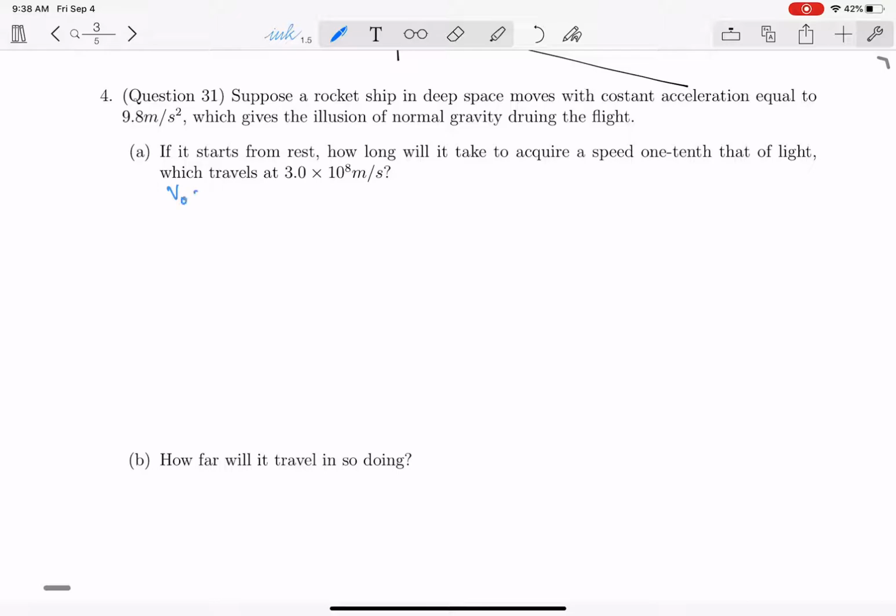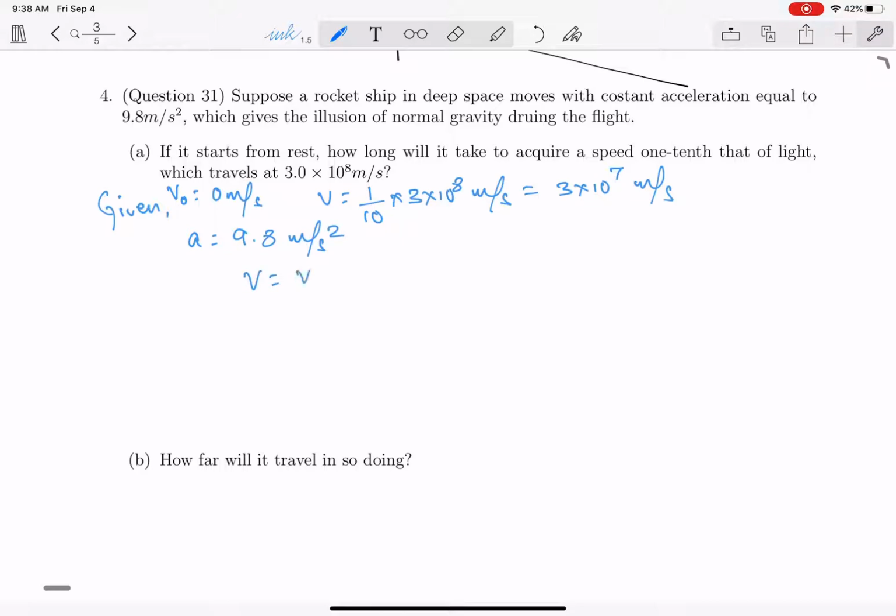Starts from rest, so v initial is 0 meters per second. Final speed is 1/10 the speed of light, which is 3 times 10 to the power 7 meters per second. That's given to us. Now acceleration is 9.8 meters per second squared. So v equals v initial plus at, and we find time as v minus v initial divided by a.